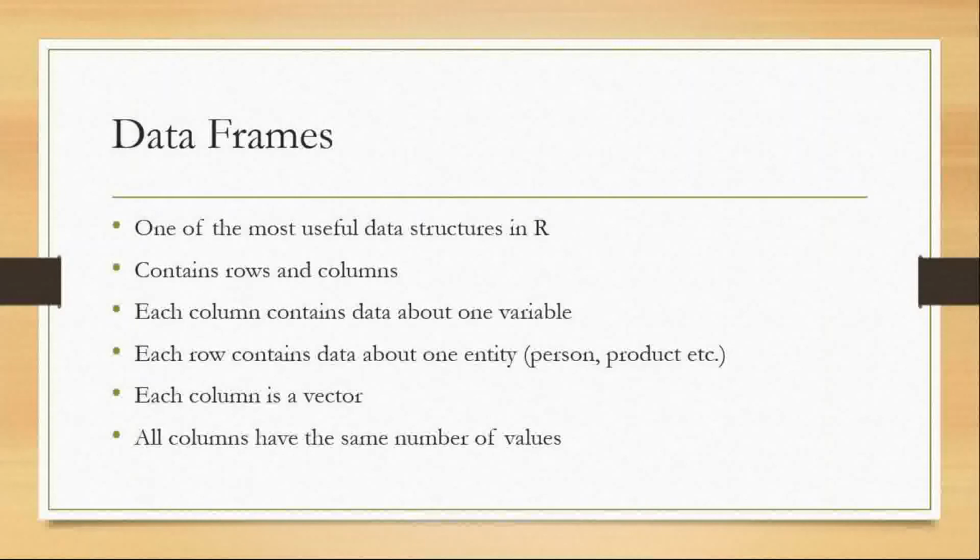Also, in a data frame, each column will have values of the same data type, which is nothing but a vector, and all columns will have the same number of values. Similarly, all rows will have the same number of values, and each row is a list because each row will contain a collection of values of different data types.